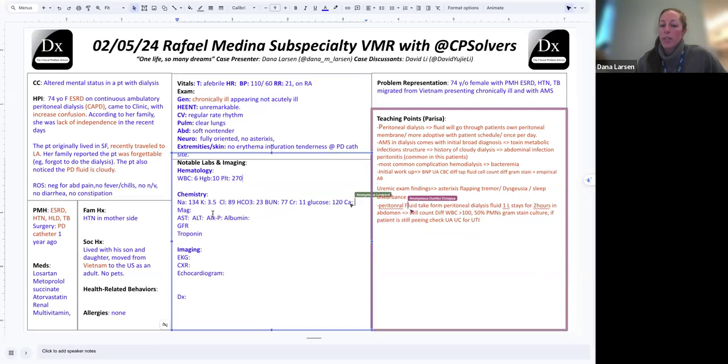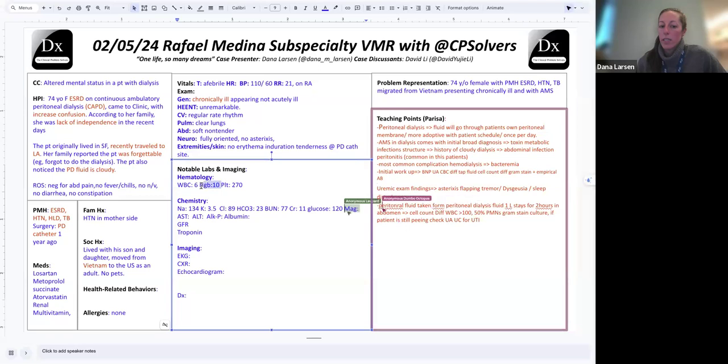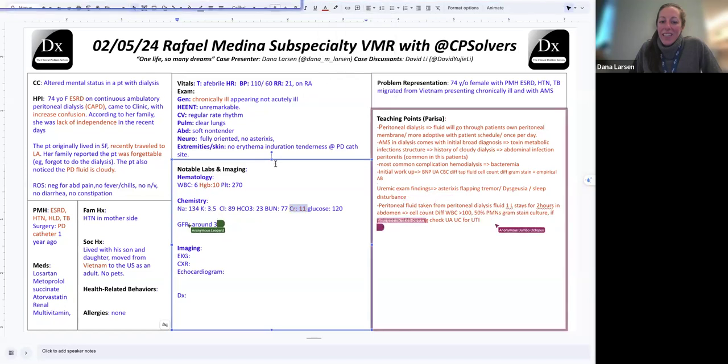I don't think we had a calcium or magnesium drawn right then, nor did we draw LFTs or troponin. I don't have her GFR, but it would probably be around 3, would be my guess. We also did none of that imaging.